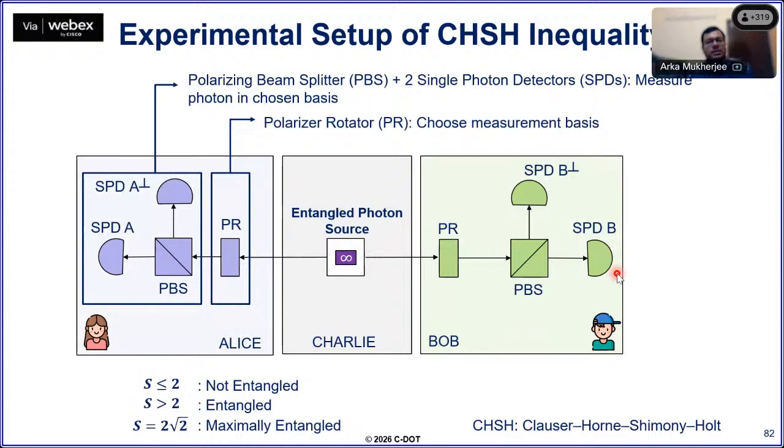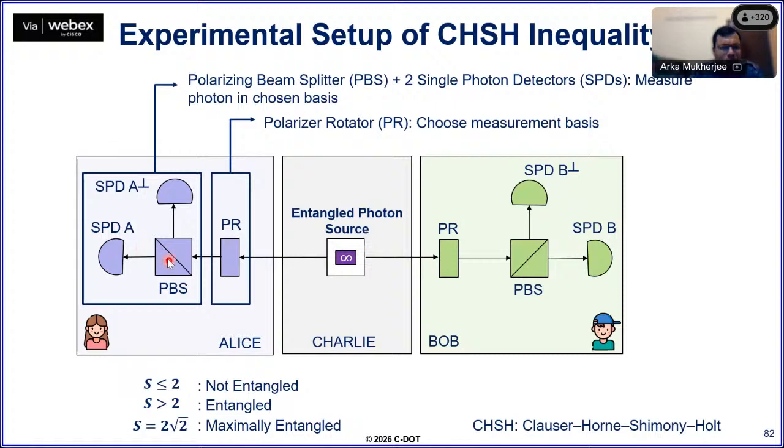Now, how do we test this CHSH inequality? This is the actual experimental setup. Here we have an entanglement source at Charlie that generates entangled pairs. One part of the pair is sent to Alice and the other part to Bob. At both Alice and Bob we have a PR, which stands for polarization rotator, and after it a polarization beam splitter.